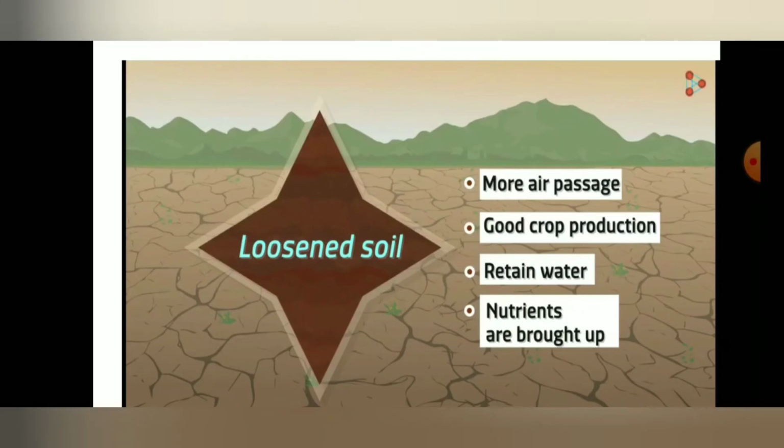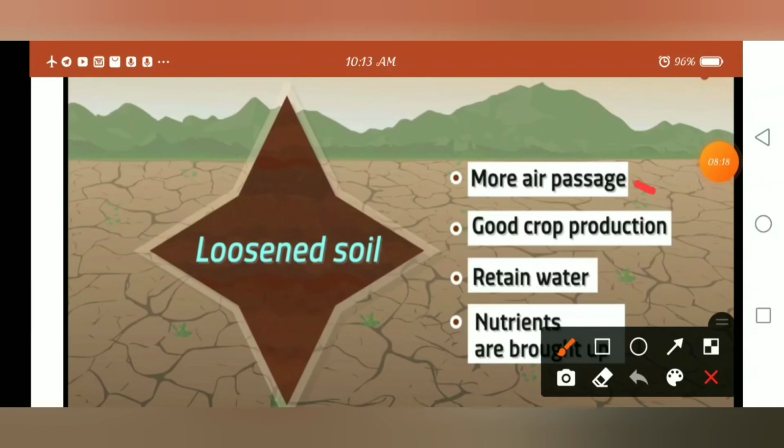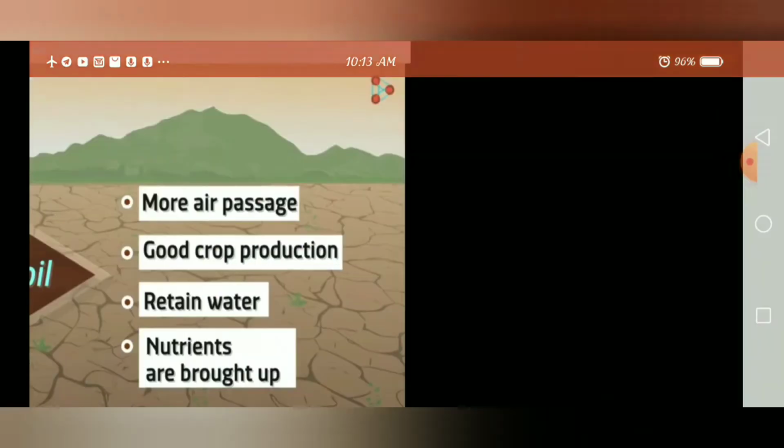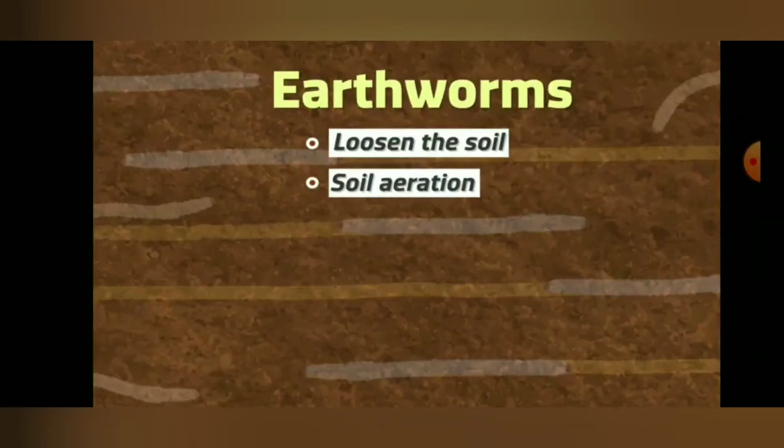Next, what is the importance of loosened soil? The importance of loosened soil is more air passage, good crop production, and retained water and nutrients. Understood? If you loosen the soil well, it helps in more air passage and good production of the crops, and it will retain the water. Water retention is also an important good thing for the growing of crops. Understood, dear students?